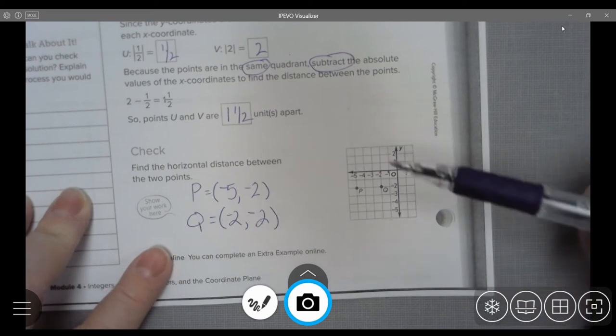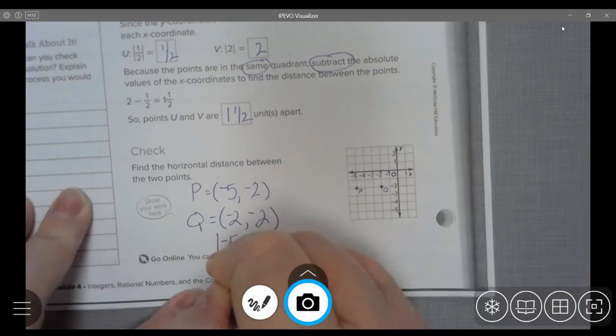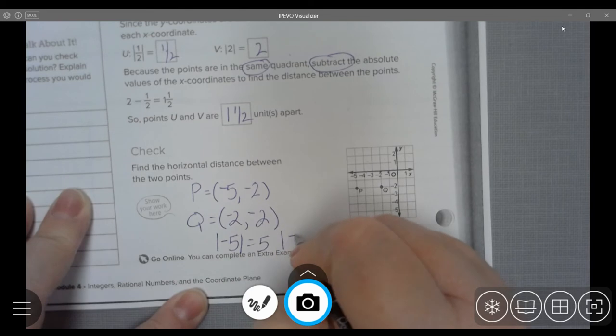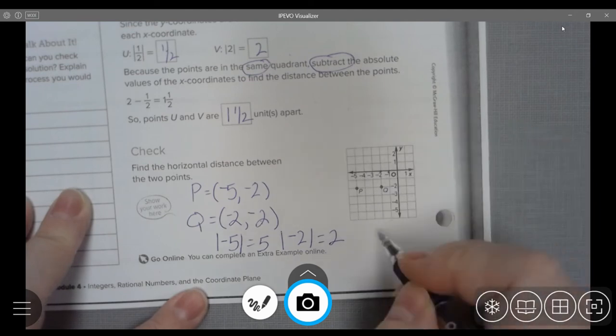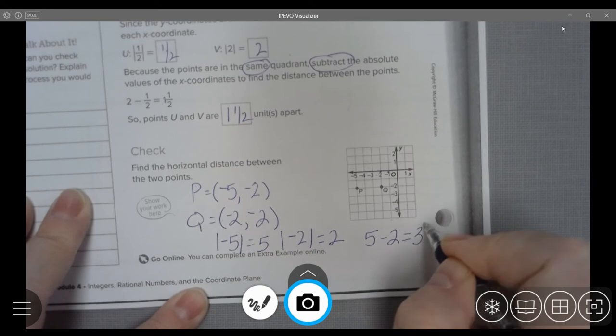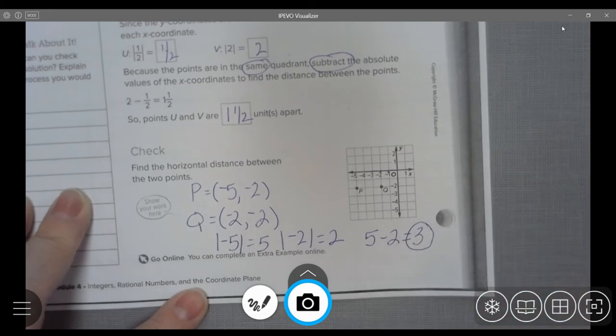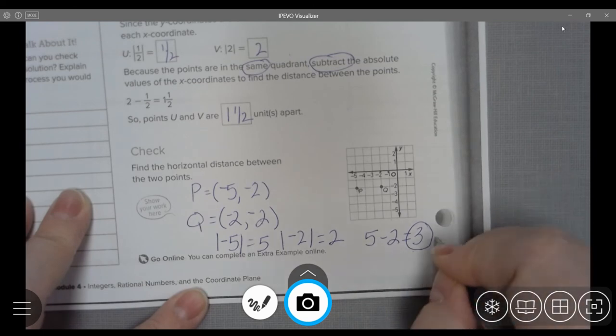So we would find the absolute value of -5, which is 5, the absolute value of -2, which is 2. And then because they're in the same quadrant, we would do 5 minus 2, and that would say they're 3 units apart from each other. And if I go back to P and count over to Q, I have 1 unit, 2 units, 3 units. So 3 units apart.